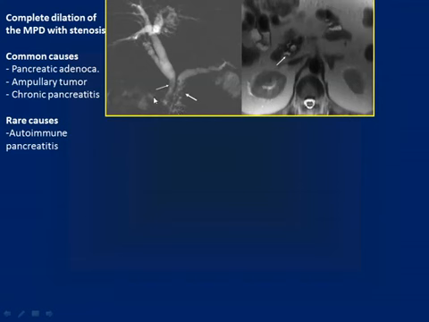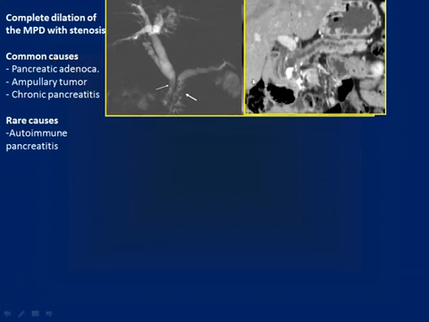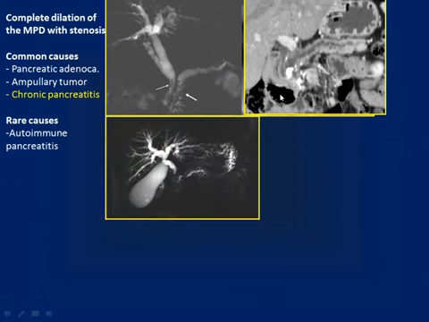Another possibility, again, two double duct signs. Both the ducts are dilated, but we see filling defects both in the common bile ducts and the pancreatic duct. These represent stones. So we are with the case of chronic pancreatitis as confirmed by computed tomography in this case. So this is rather obvious.